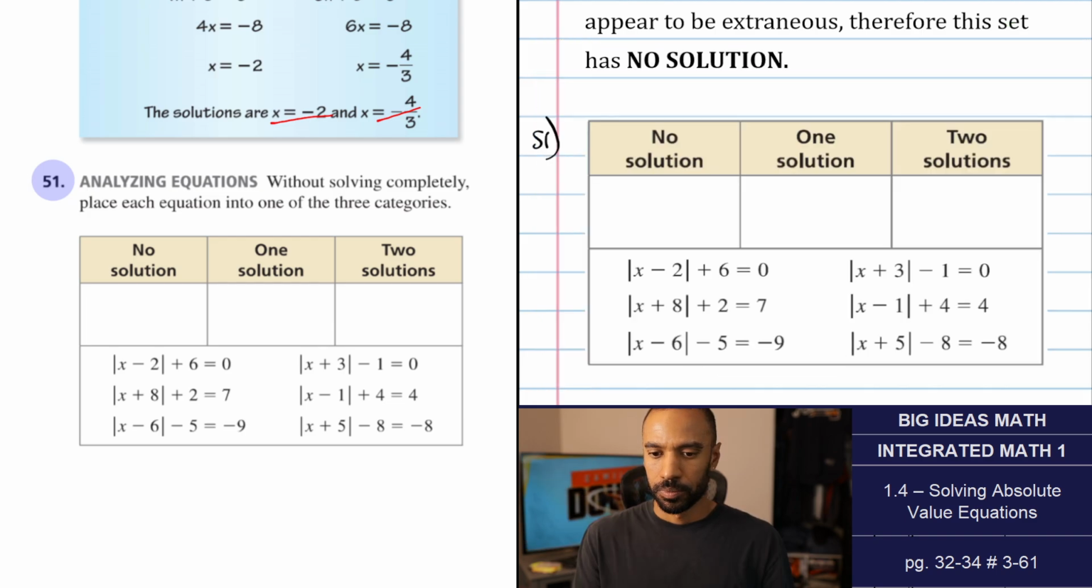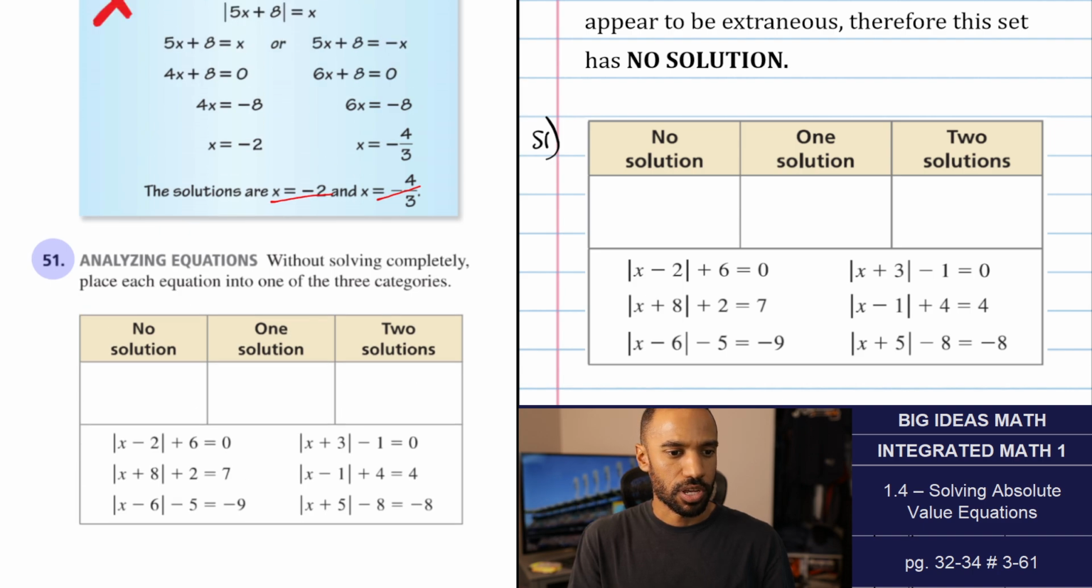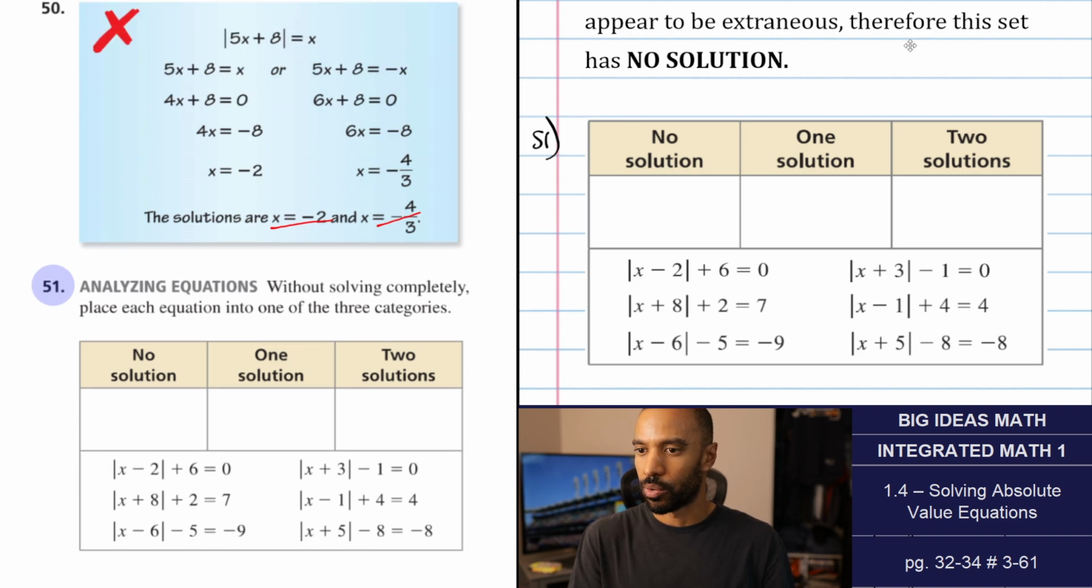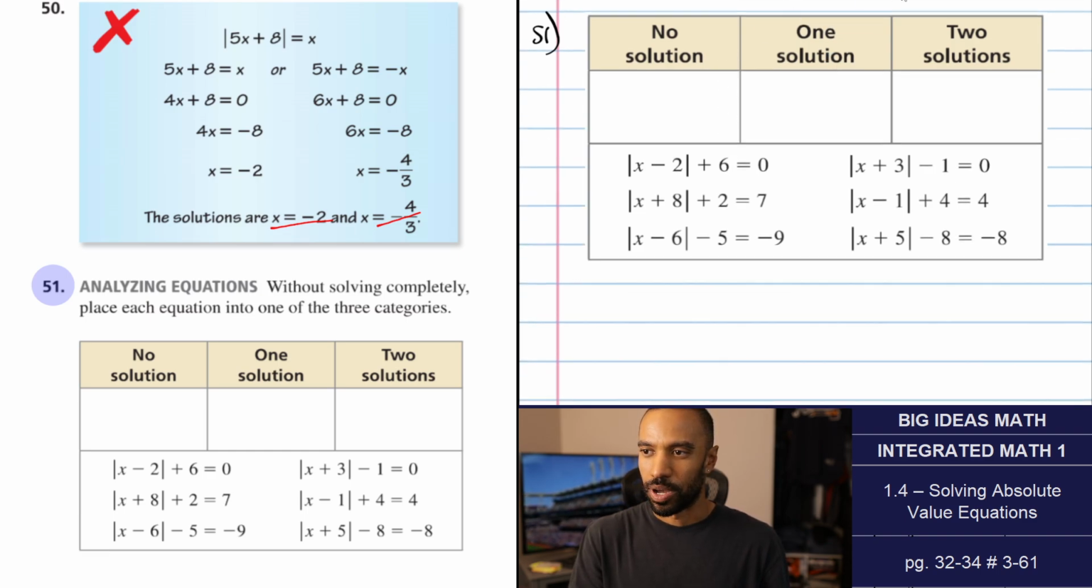Hold on. Okay, I spent way more time setting this up than I should have because I resized all these and stuff. But okay, I got it all taken care of. Okay, so it says without solving completely, place each equation in one of three categories. So no solution, one solution, or two solutions. Now, two solutions. Oh, there might be more work to be had on these as well, so we might have to do these kind of in our head. Okay, all these have some extra stuff on the side. Shoot, maybe I should have. I spent way too much time setting this up.